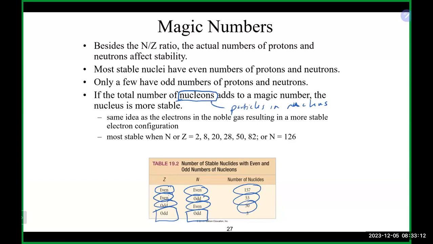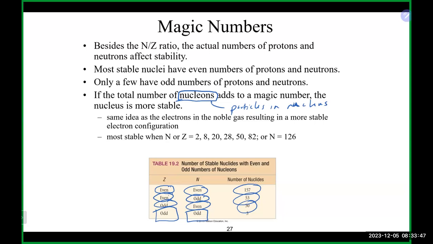If they add up to a magic number, then the nucleus is more stable. It's kind of the idea of them adding up to a noble gas configuration. You have a lot of stability when either the neutrons or the protons are 2, 8, 20, 28, 50, 82, and your mega number there is a neutron number of 126. These are numbers where things are really stable if they have either neutrons or protons with those numbers, and those are sometimes referred to as the magic numbers.